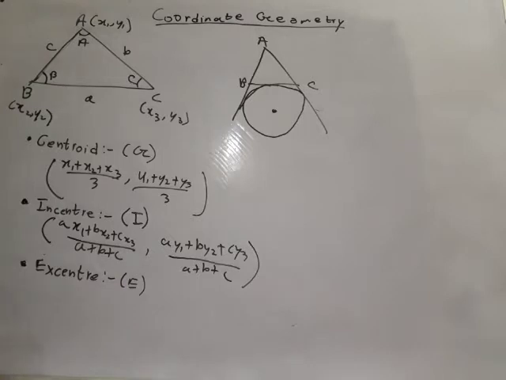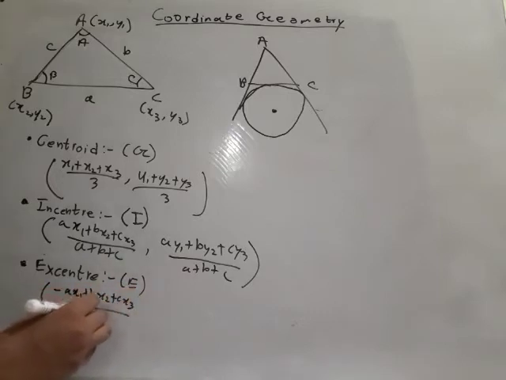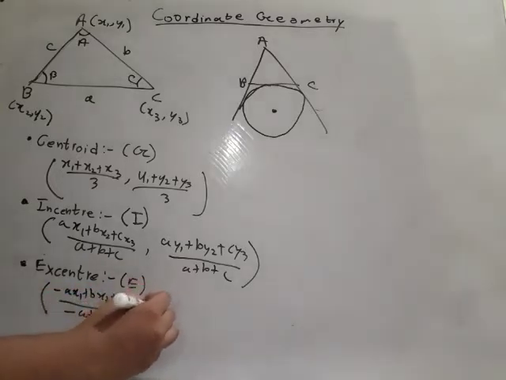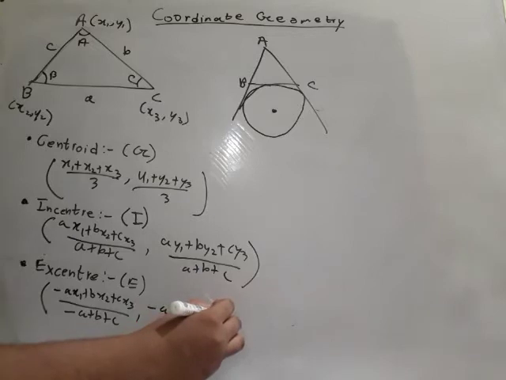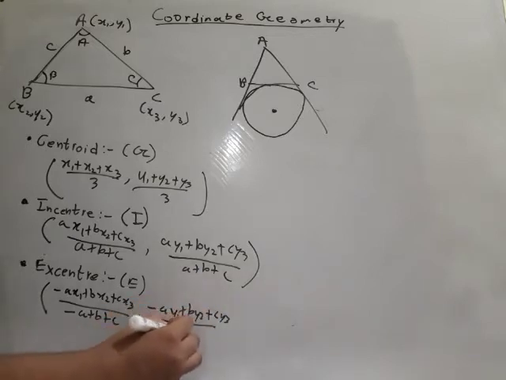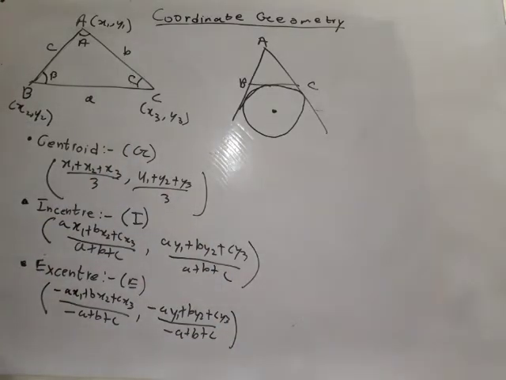Suppose we are finding the excenter opposite to this vertex A. So we will take the negative of the length opposite to the vertex, minus a, similar to the incenter: (-a x1 + b x2 + c x3) / (-a + b + c), comma, (-a y1 + b y2 + c y3) / (-a + b + c). This is how we find the excenter.